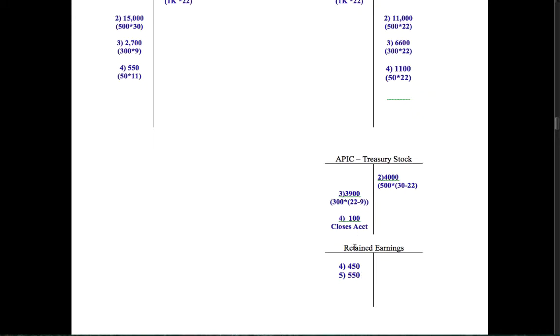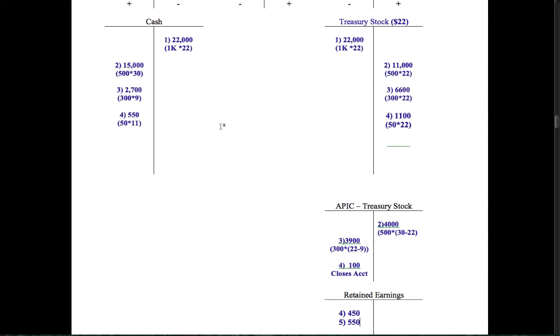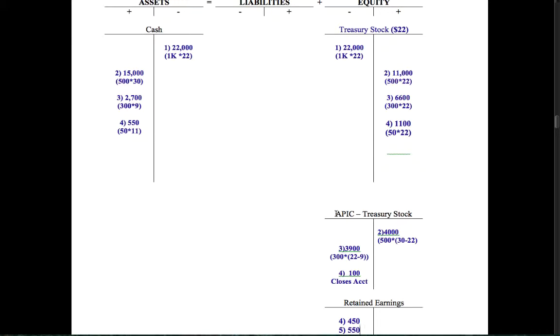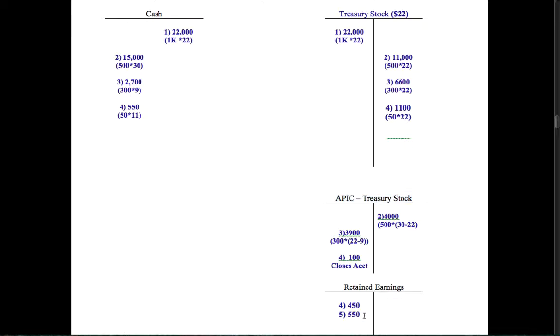And we will get to entry number 5 in a minute. But that's one thing to make sure you understand: you keep decreasing the additional paid in capital treasury stock account as long as there is a balance to decrease. Once you close that account, or if there is nothing in that account, then you will always enter the offsetting entry to retained earnings, which is a decrease to equity.